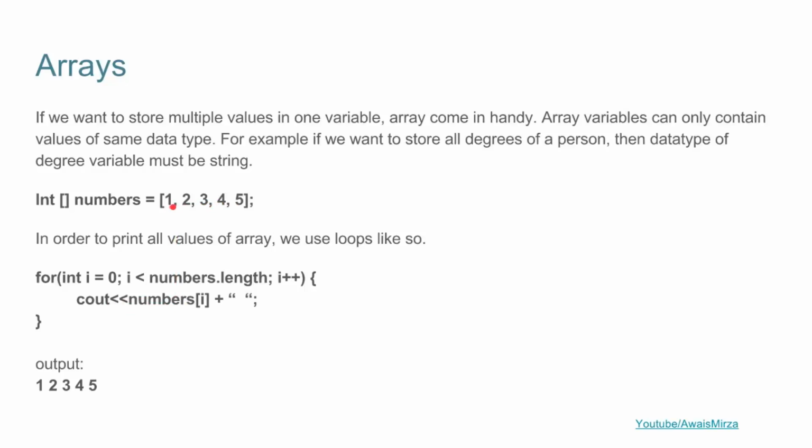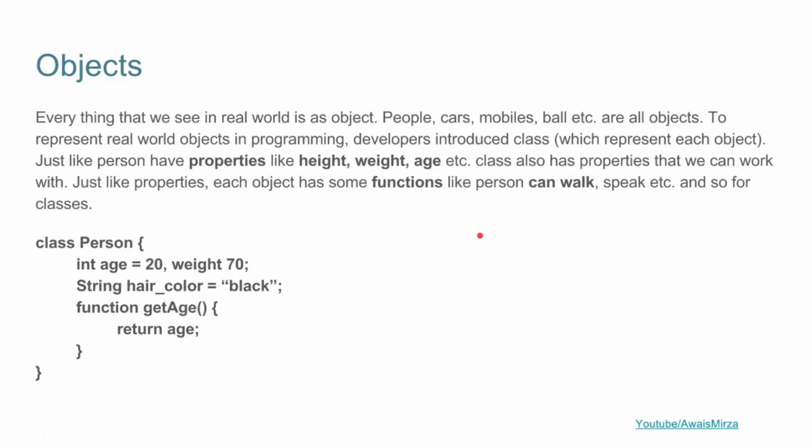The index of these numbers starts with 0, so i is 0 at the start, so numbers[0] will print 1. All right, next time numbers[1], because i will be incremented, it's going to print 2. So this is how it's going to print these values. All right, so next we have objects.